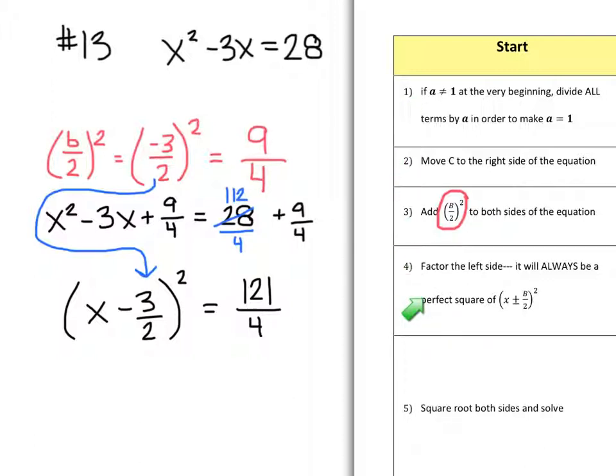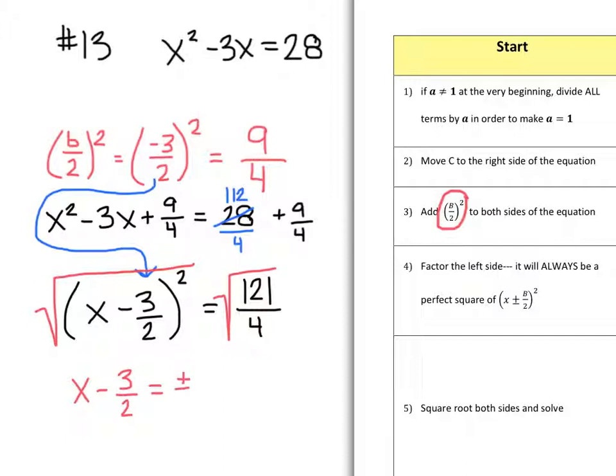Negative goes right there. What do we do next? Step 5. Square root both sides, because we're trying to solve for x. So what do I have left on the left? X minus 3 over 2. What's left on the right? First of all, what's the signs you have to put in there? Plus or minus.